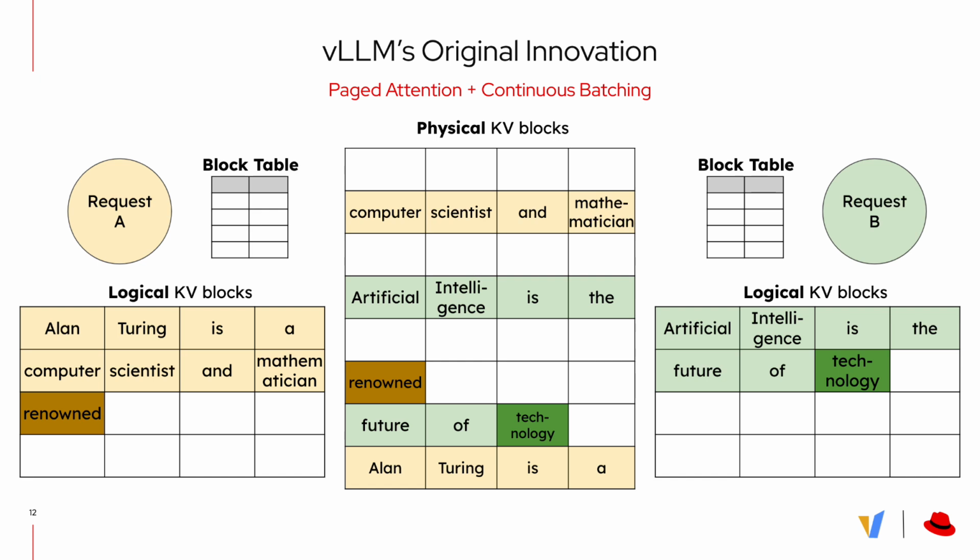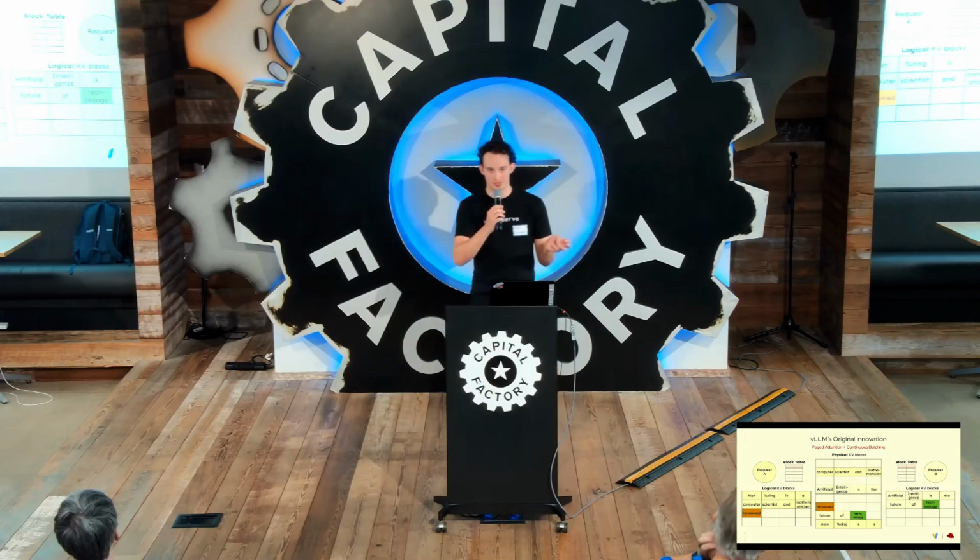So now let's try to combine PagedAttention and continuous batching. We have 2 requests here, A and B, A on the left and B on the right. And on the left in request A, we have "Alan Turing is a computer scientist and mathematician," and the token that's currently being generated is going to be "renowned."